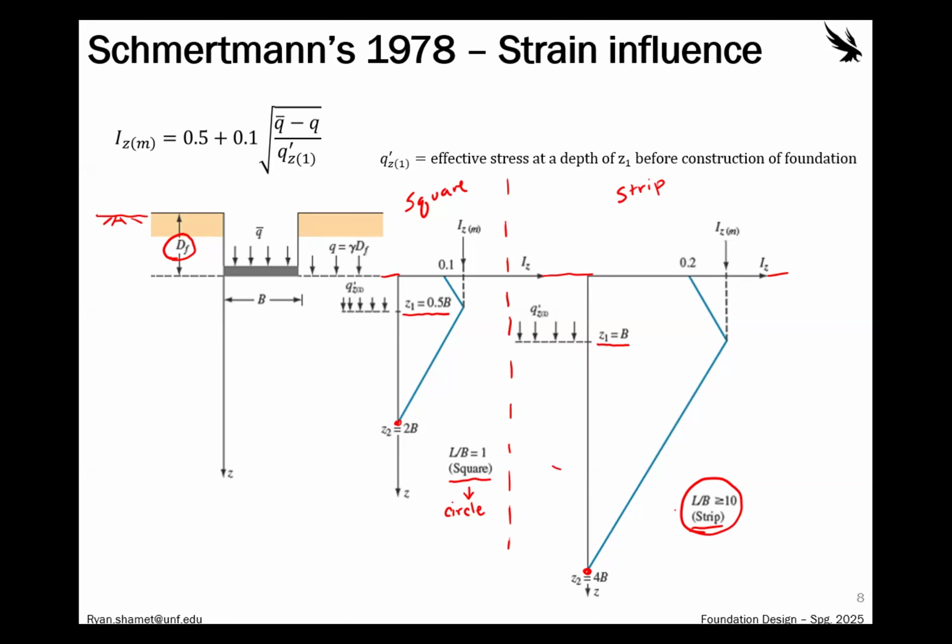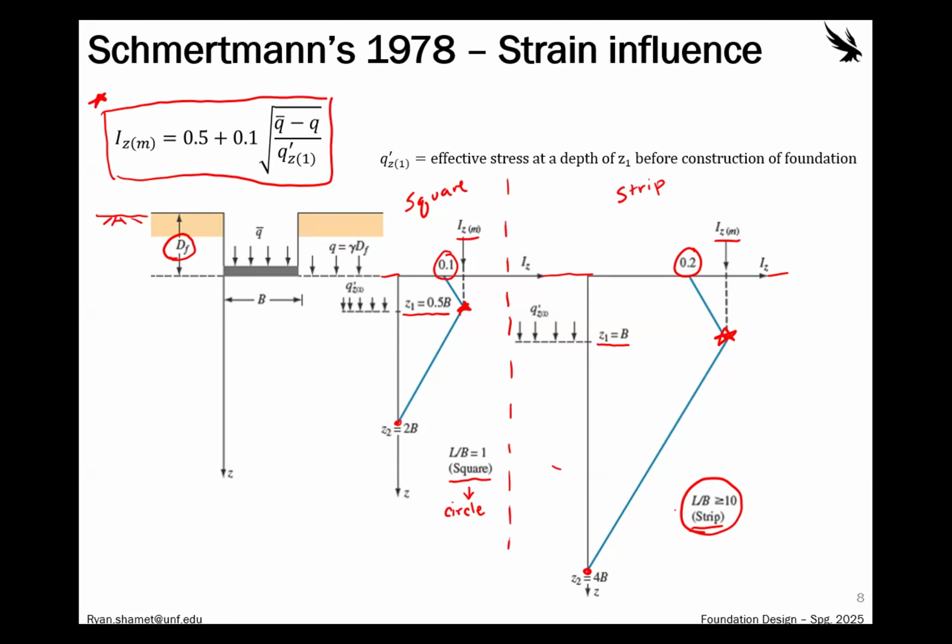So the starting point is important, 0.1 and 0.2, that's our influence factor. And then the max is also important, and the depth at which it occurs. And the max is a function of this right here. This is how we calculate this max influence number. So I'm just going to put a little star here. That's the star. To find that star value, we'd calculate this.